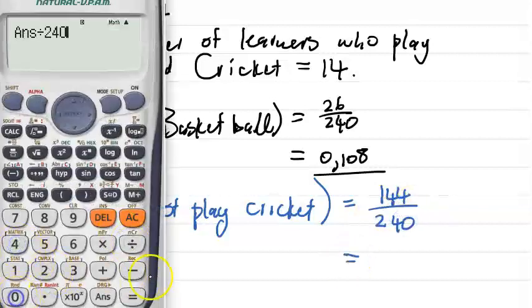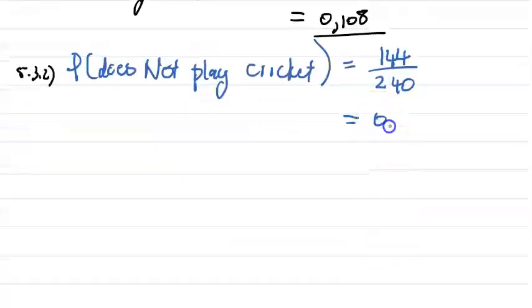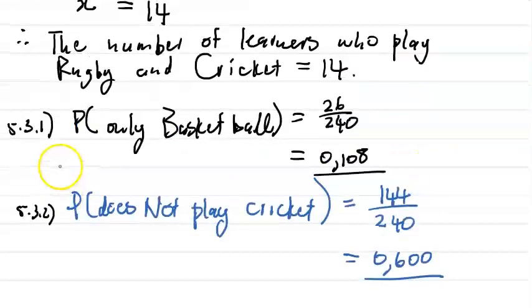Divided by 240 equals 0.6, so 0.600. All right, so let's look at the next question.